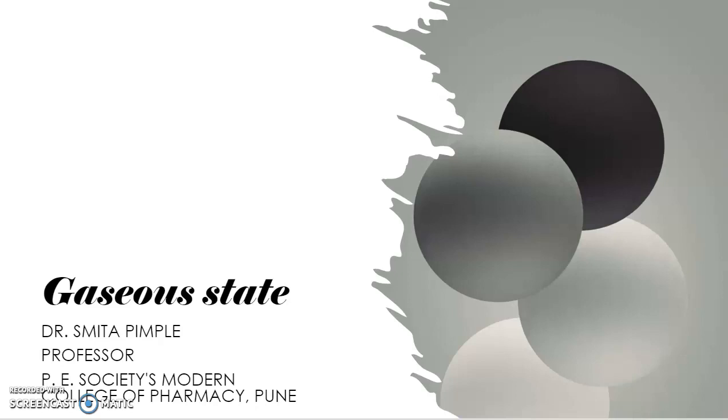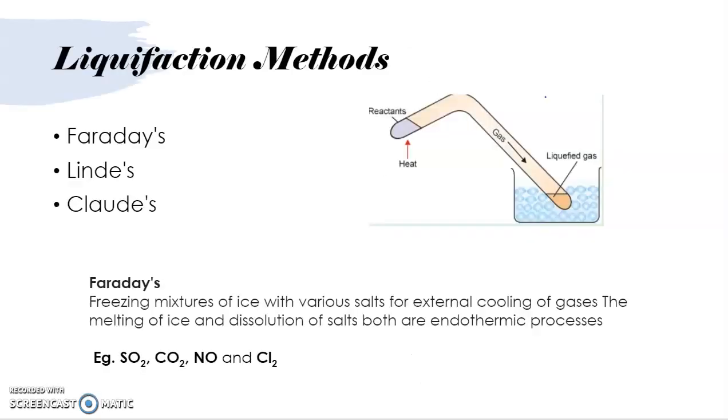Today we are going to discuss the liquefaction methods for gases. In the previous lecture we studied that critical parameters play a very important role in the liquefaction process. So gas liquefaction depends upon critical temperature and pressure. We studied that pressure increased above critical pressure and temperature decreased below critical temperature value brings about the liquefaction of gases. Now, using these principles, various methods are used to liquefy gases.